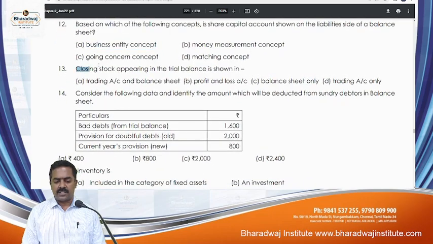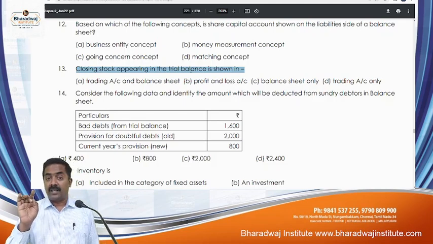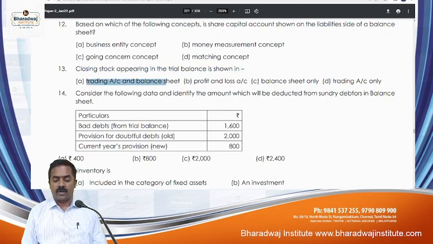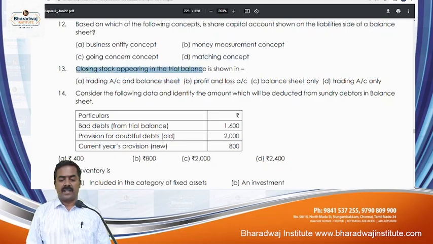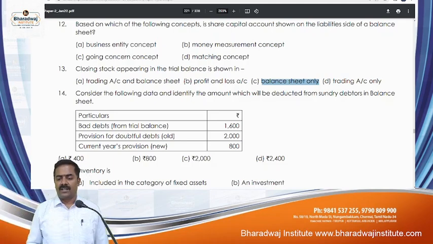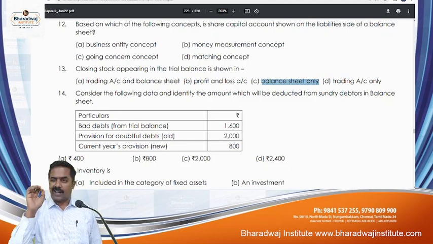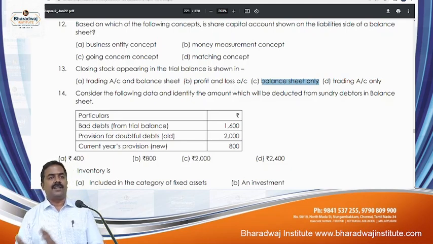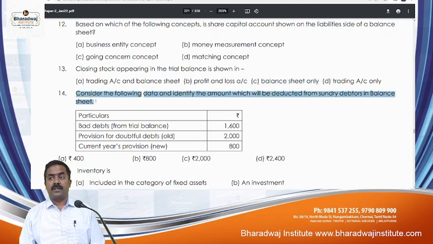Then closing stock appearing in the trial balance, to be shown in, if the closing stock is appearing in the adjustment now, it will be shown in trading account and balance sheet. If closing stock already appears in the trial balance, means it will be directly recorded in what? Balance sheet only. Wait, when closing stock is given in adjustment, means it is to be adjusted. We record in trading account as well as in what? Balance sheet. If closing stock is directly given in the trial balance, means it will be directly recorded in which one? Balance sheet.